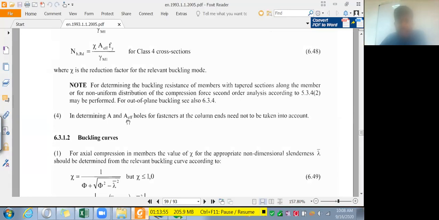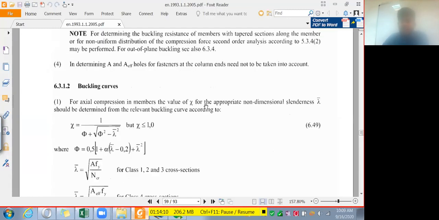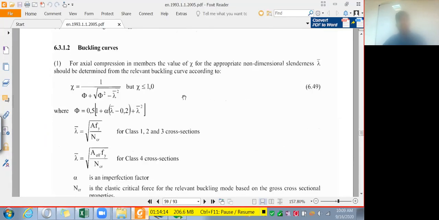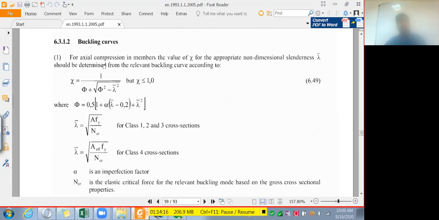So in determining A effective, the holes for fasteners at column ends need not be taken into account. So when designing A effective for class 4, you don't need to consider the fastener holes at the end of the beam. So the chi value is obtained from these buckling curves.